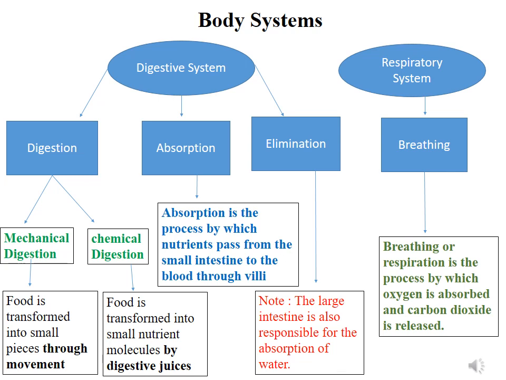Please pay attention that the large intestine is not only responsible for the elimination of unwanted food. However, it also absorbs water and vitamins to form stool. The other important organ system is the respiratory system. This system is responsible for respiration or breathing. It ensures the renewal of air. This means the absorption of oxygen and the release of the toxic gas carbon dioxide.